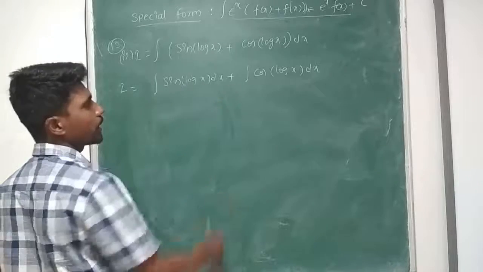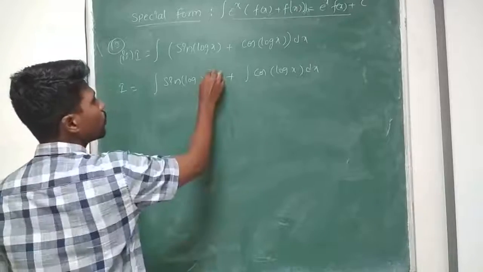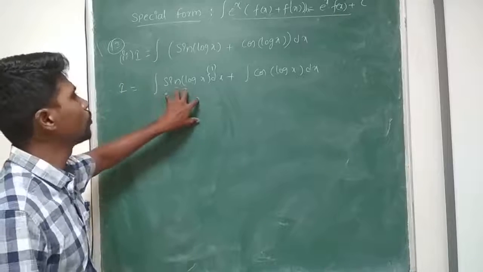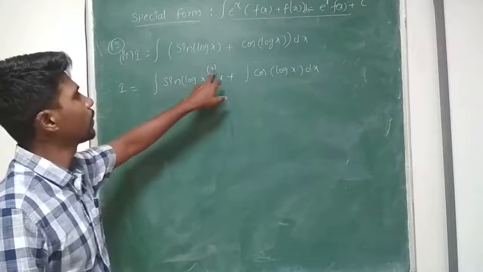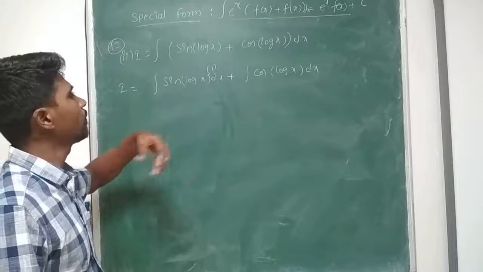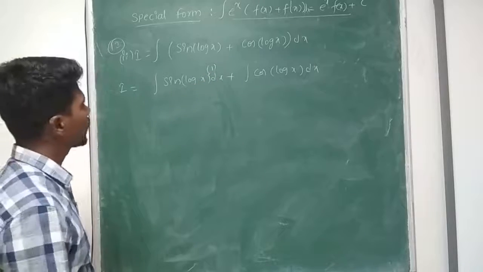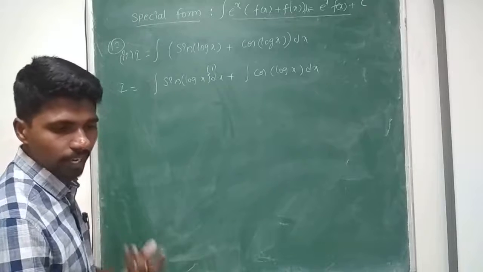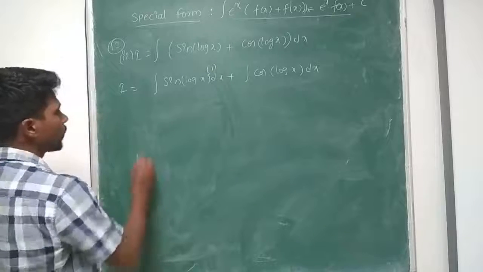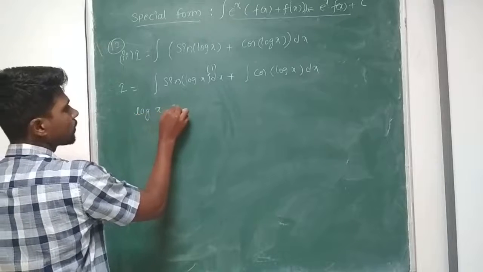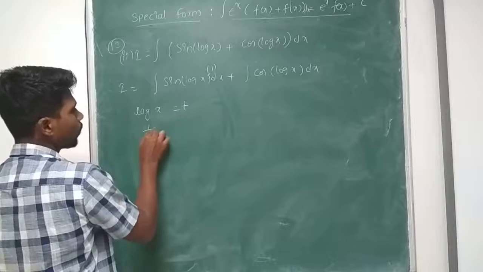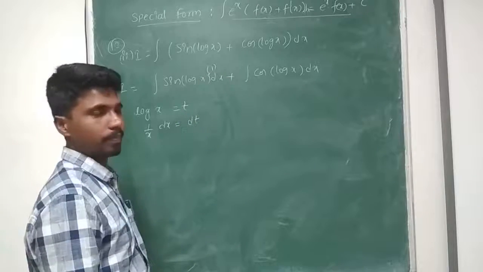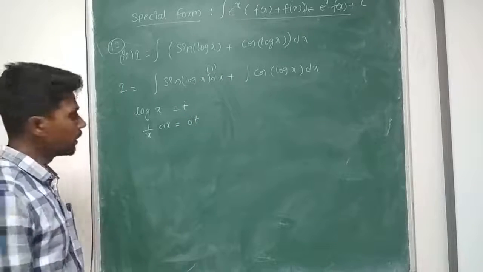Sine of log x dx into some one I can consider, right? So if I consider this one as u and this one as v, instead of going for that, I can go with log x as t. Let log x equal to t. So 1 by x dx will be equal to dt.